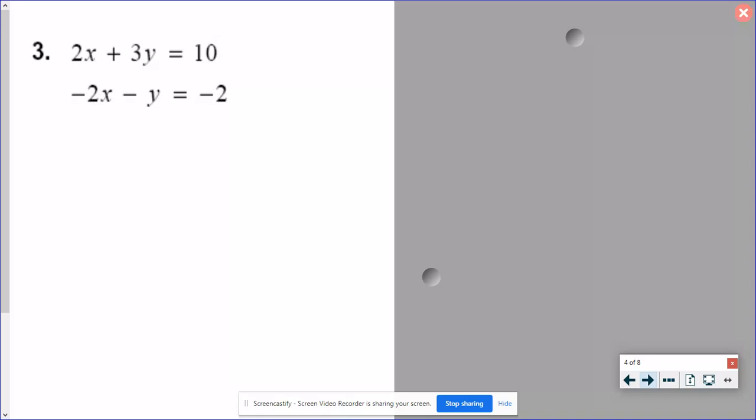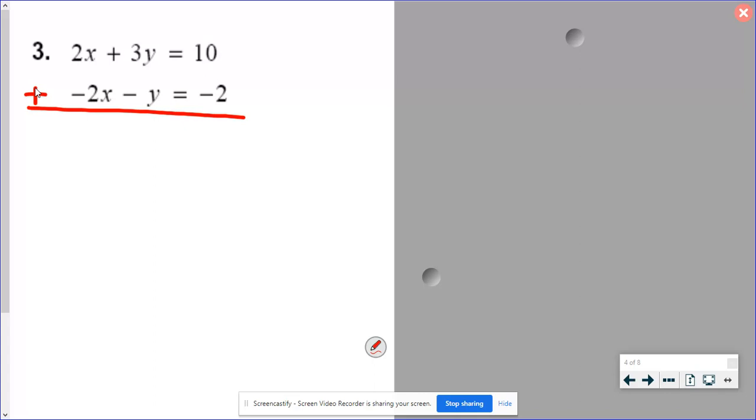Here's a problem now where we don't just have like 1x and negative 1x, for instance. The x's here are opposites. Some people do get confused at this point and they say, well, the y's are opposites also because one of them's a positive and one of them's a negative. But a positive 3 and a negative 1 are not opposites. They're different signs, yes, but not opposites. Opposites mean exactly the same number, but different signs.